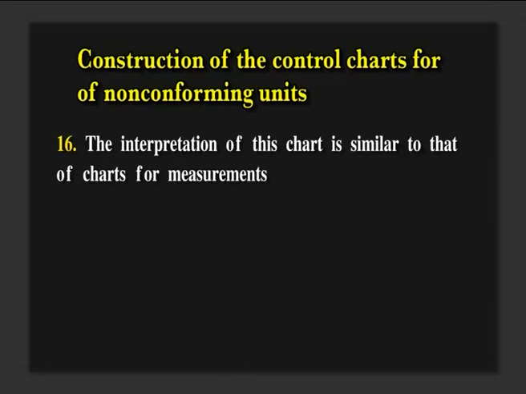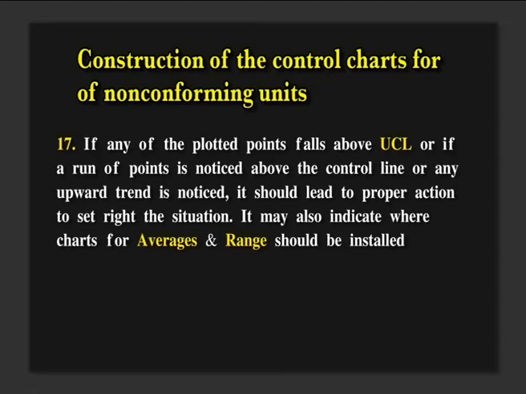Step 16. The interpretation of this chart is similar to that of charts for measurements. Step 17. If any of the plotted points falls above upper control limit or if a run of points is noticed above the control line or any upward trend is noticed, it should lead to proper action to set right the situation. It also indicates where chart for average and range should be installed.